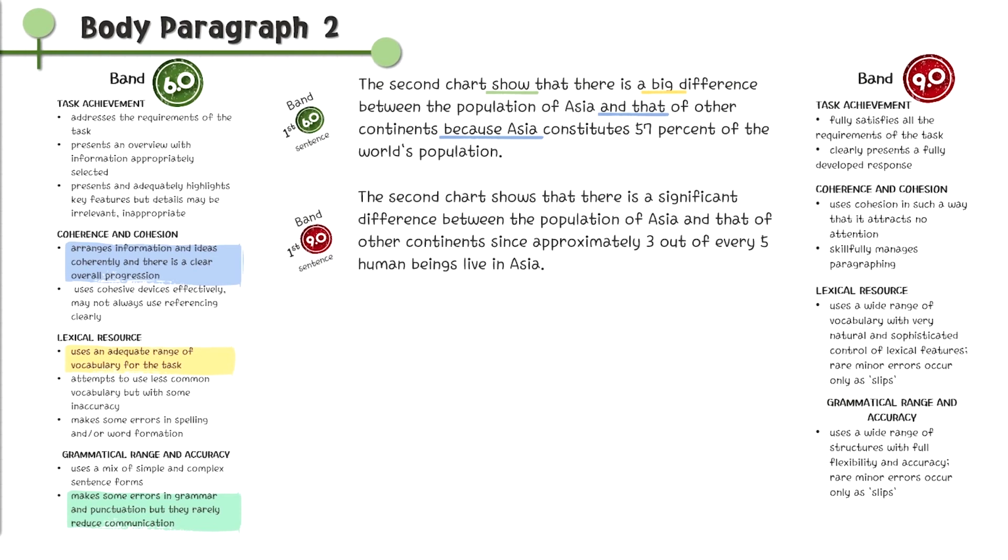For the Band 9 first sentence, the use of significant is better than the word big. The use of between to compare two figures was properly utilized, so lexical resource is good. Lastly, approximately 3 out of every 5 human beings to present the figure sounds more sophisticated than simply stating the figures, which is good for the task achievement.